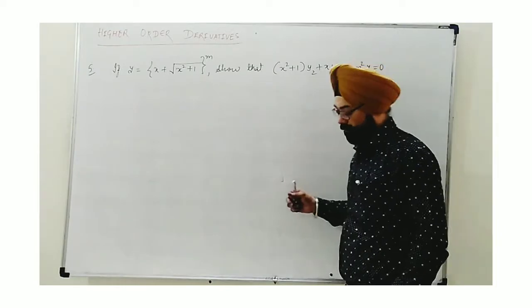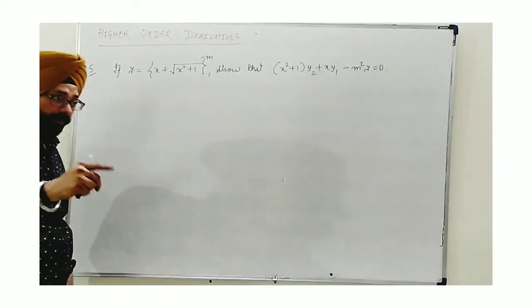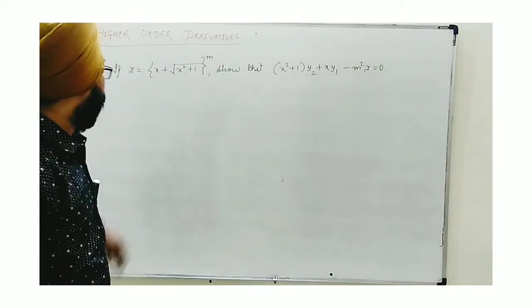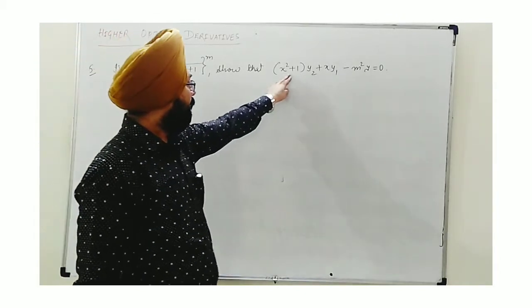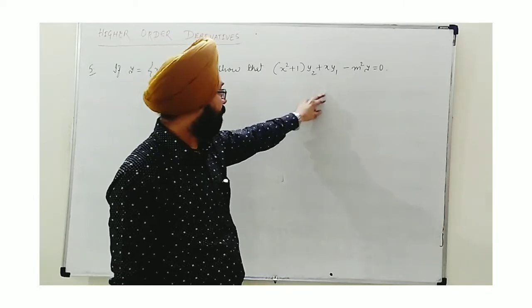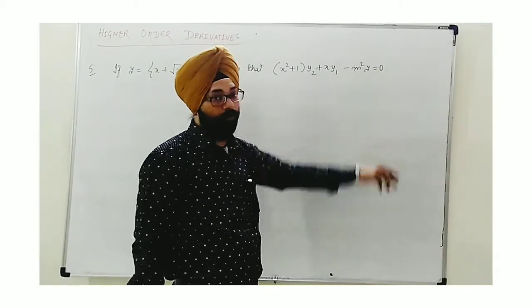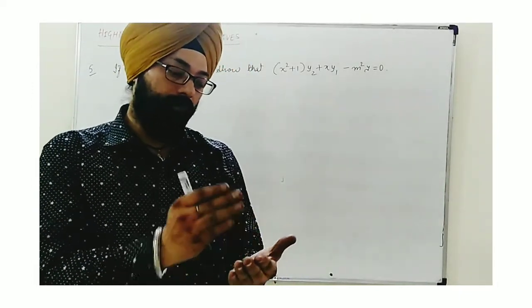Next question here is proof that 10. We have done them in earlier modules for a first derivative. Now we will see why it's given as an algebraic function. Show that x square plus 1 y2, y2 I told earlier is the second order derivative, plus x y1, first order derivative, minus m square y equal to 0. So we will not drop the method here.